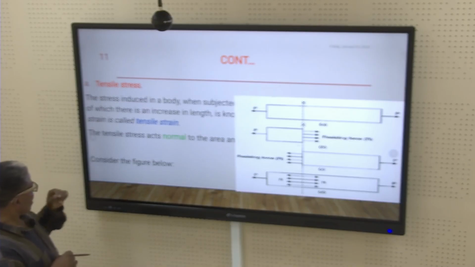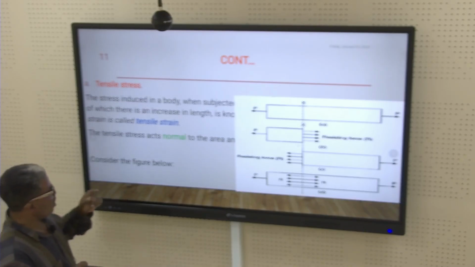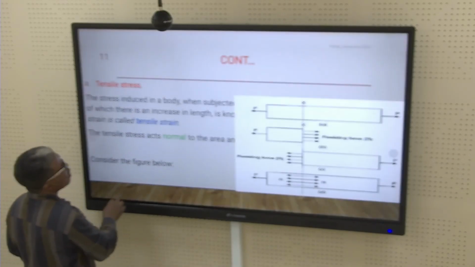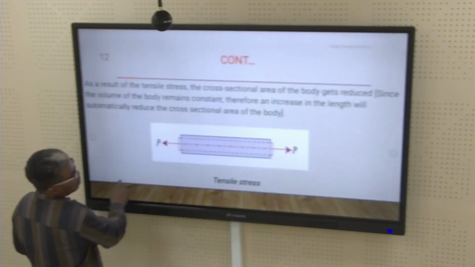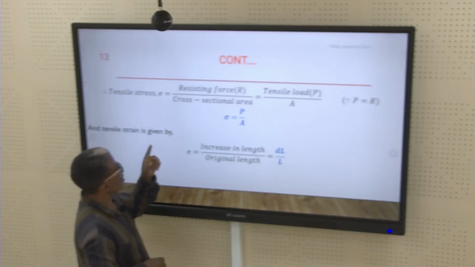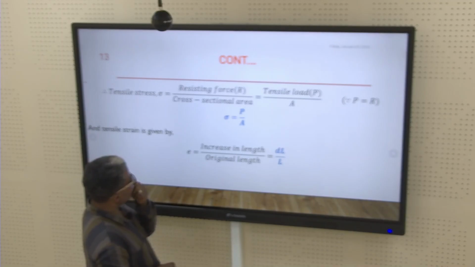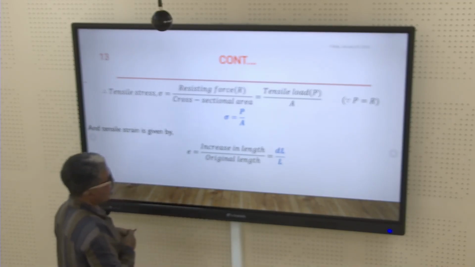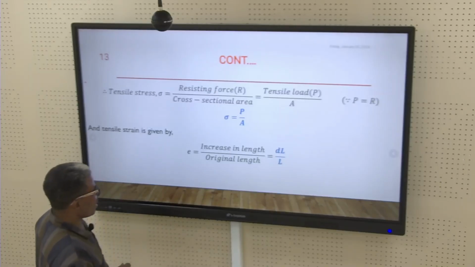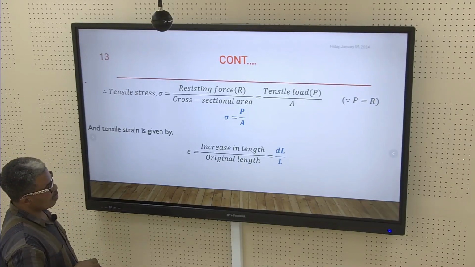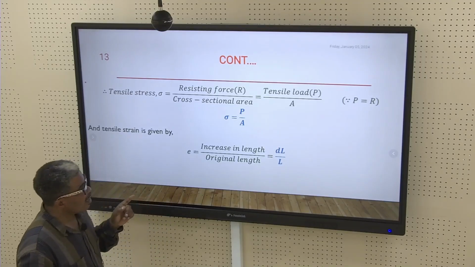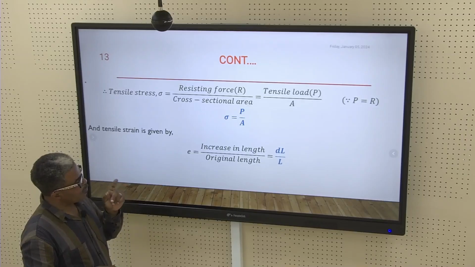So the tensile stress acts normal to the area. Consider the figure below. Let's see the figure below. So tensile stress means the resisting force or tensile load to the area. You can see our formula, that is P over area is equal to stress. So you can say the force that is the resisting force, the force offered by the body, or the tensile load, the force that is acting on it.